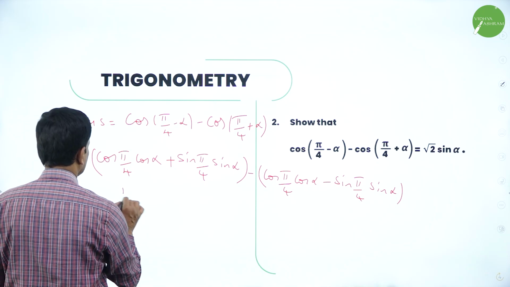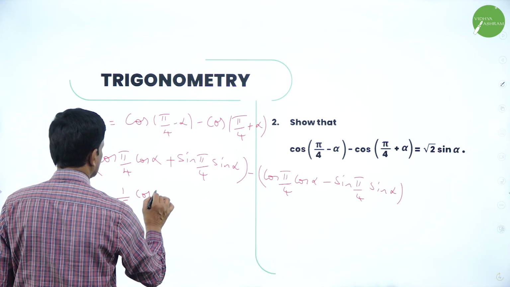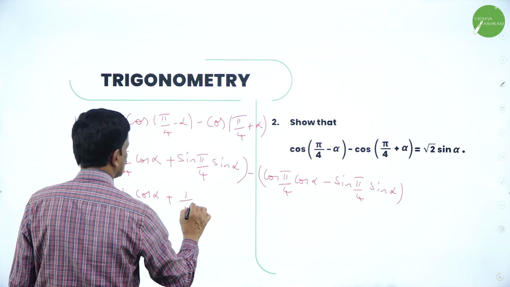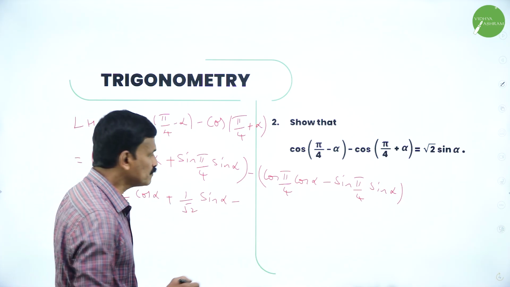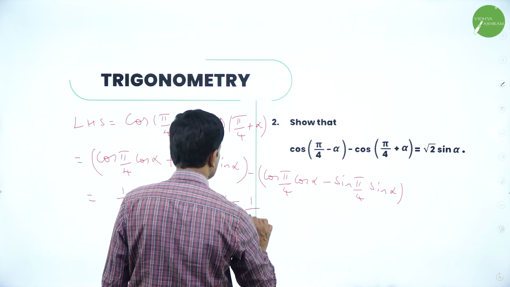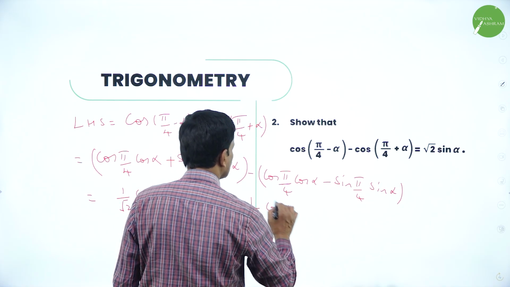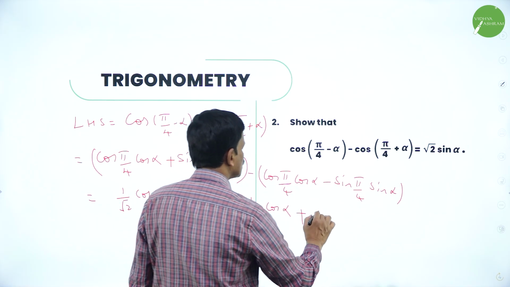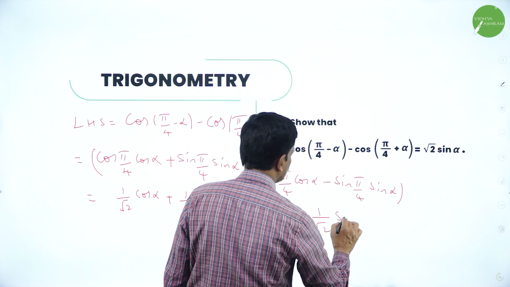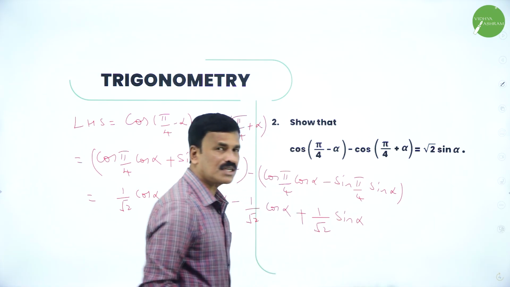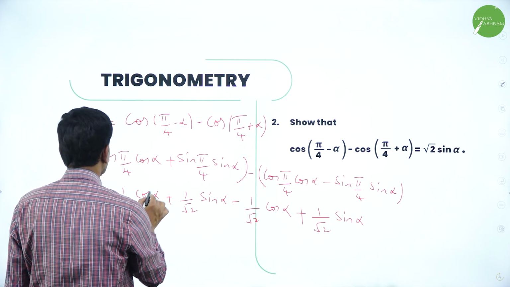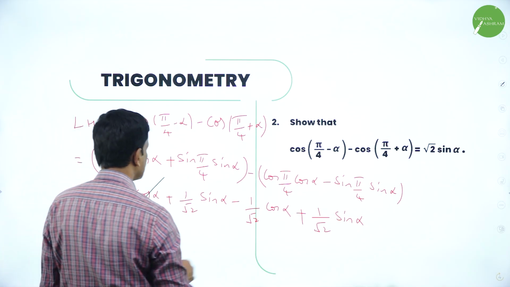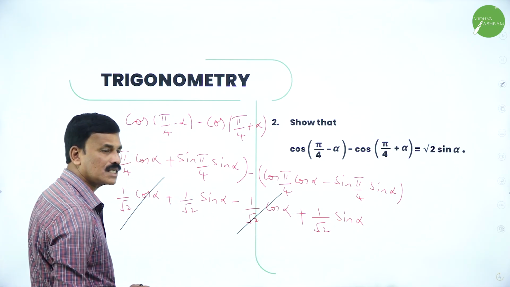So what is cos 45? 1 by root 2 into cos alpha. Sin 45 is also 1 by root 2 into sin alpha. Multiply by the negative sign. Cos π/4 is 1 by root 2 into cos alpha, and minus into minus gives plus. Sin π/4 is 1 by root 2 into sin alpha. Now cancel the terms which get cancelled.